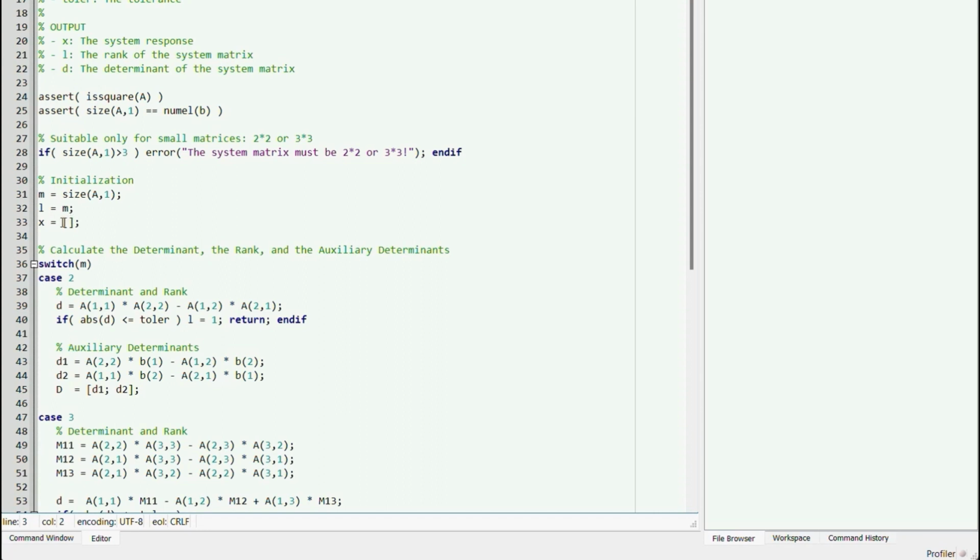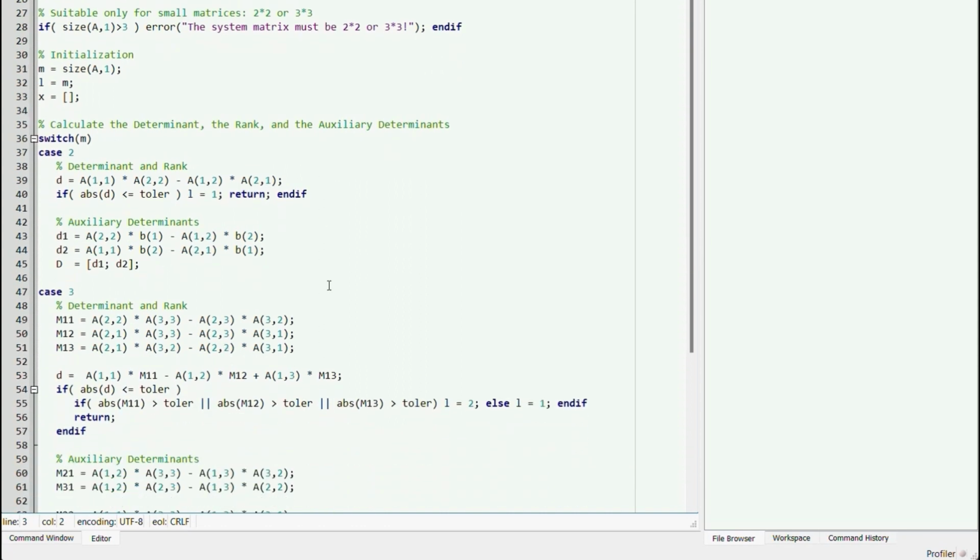So an empty vector means X is empty. First thing to do, we calculate the determinant and the rank. We switch, we have two cases, case 2 or case 3.